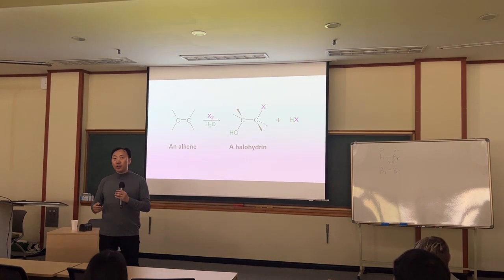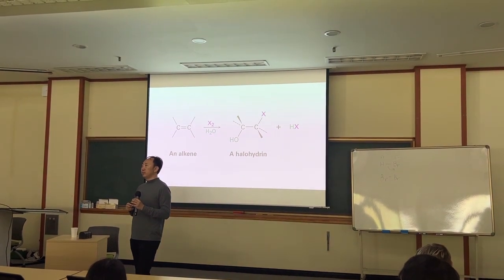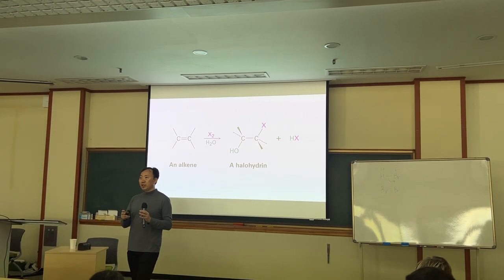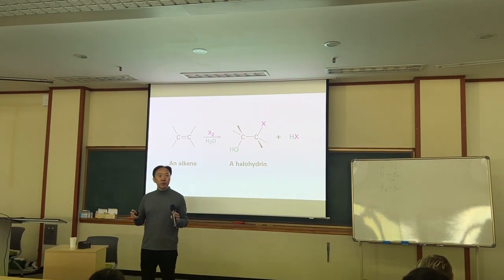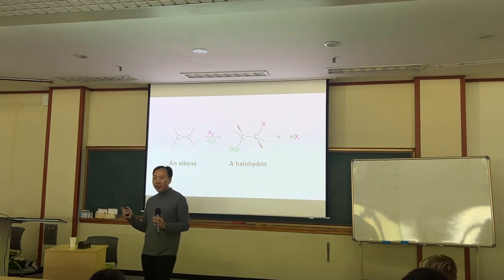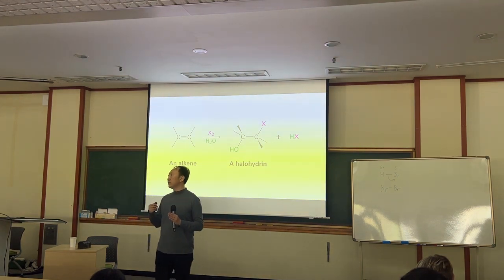In this case, X2, chlorine or bromine, is used as an activating group, activating the pi electrons. The double bond is a nucleophile, electron rich. To activate it, we can add acid, H plus, to make a carbocation, or X2 is added there, forming an intermediate, a halonium intermediate, and then it is attacked by a nucleophile.